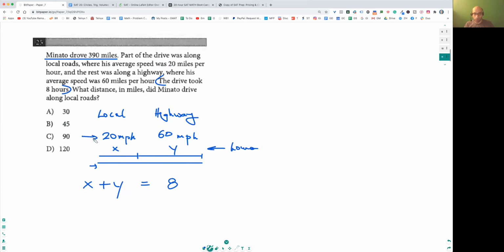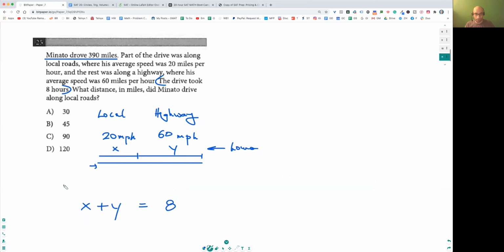Now the next one is 20 miles per hour. You're traveling over here at 20 miles per hour and you take x hours. Think about it like this: if you do 20 miles per hour for 4 hours, 1 hour is 20 miles, so 4 hours is 80 miles. You multiply 20 times 4. The same way, because you've got x hours here, you multiply it like this. I'm going to write this down over here.